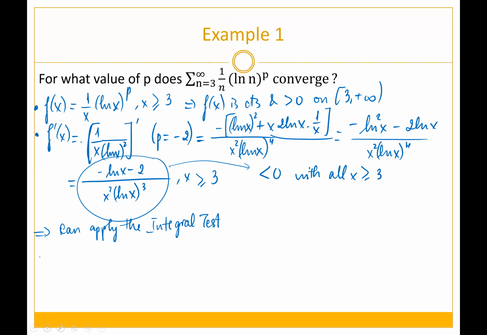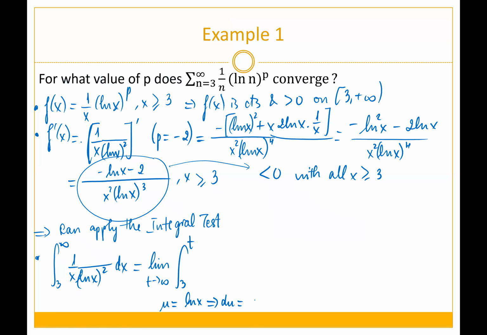Now, when we come to apply it, as I said, we still have the part of finding this integral, 1 over x (ln x)^2 dx. First, this is an improper integral, so let's go from 3 to t. Now if we put u as ln x, then du is 1 over x dx. So it's going to be du over u squared with the change in variable.